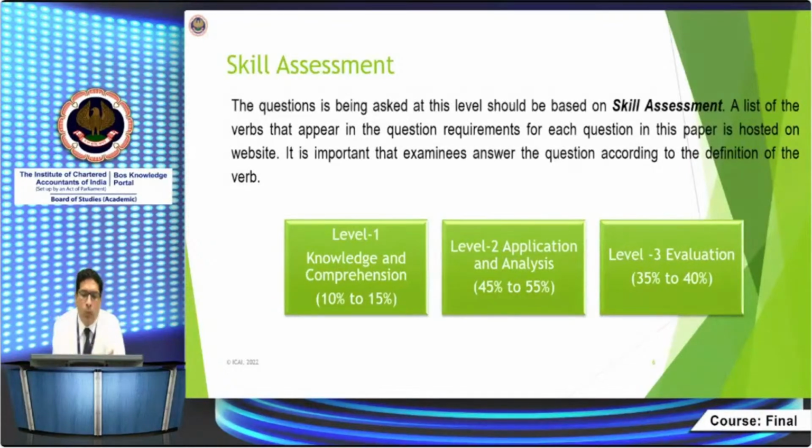Level 2 actually depends upon calculation and analysis, where you have to link calculated figures and give conclusions based on figures. Level 3 is based on non-financial considerations or qualitative factors, based on decisions made in level 1 and level 2. Now I will let you know about each verb in a very detailed manner.